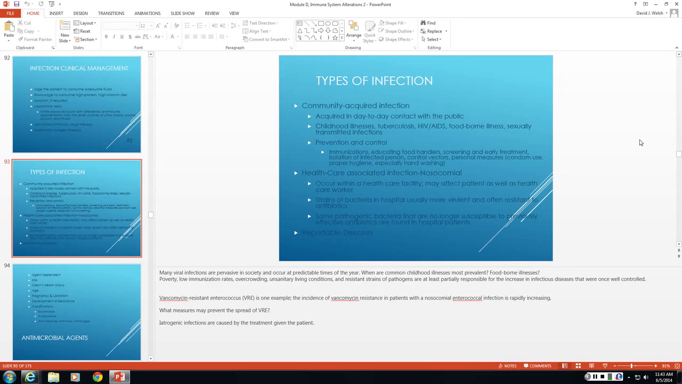Now, healthcare-associated infections, or nosocomial infections, usually occur within a healthcare setting. They always occur within a healthcare facility. They can affect a patient as well as a healthcare worker.